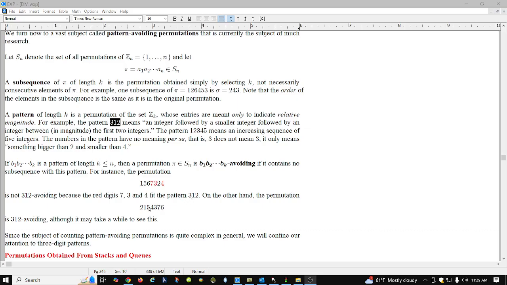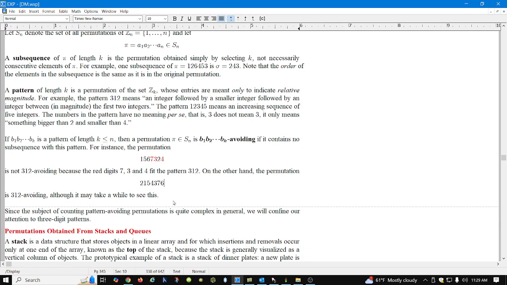This permutation actually is 3, 1, 2 avoiding, and I will invite you to prove that. It takes a little doing. I mean, it's not difficult, but it's a bit time-consuming. You have to justify that there is no pattern of this form 3, 1, 2 anywhere in this permutation.